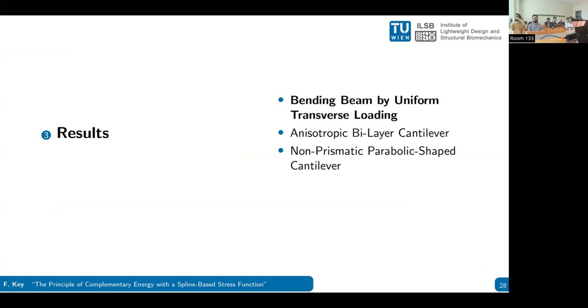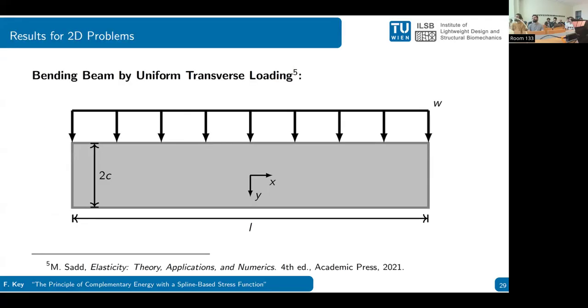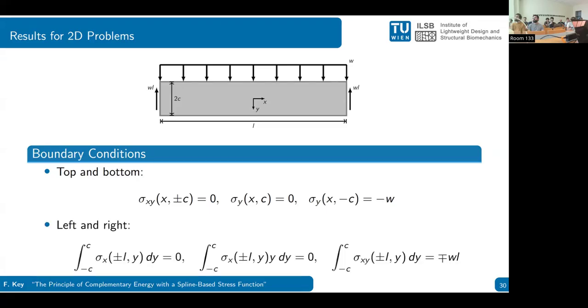First, for a bending beam under uniform transverse loading. So assume we have this beam, we have some uniform loading from the top, and we have some counteracting forces on the left and the right hand side. And the boundary you can just prescribe from that to use the boundary conditions for the top and bottom, and also for the left and right hand side, just in the way we showed before.